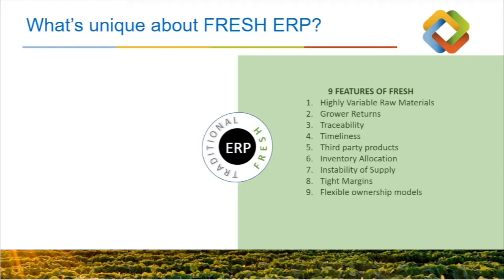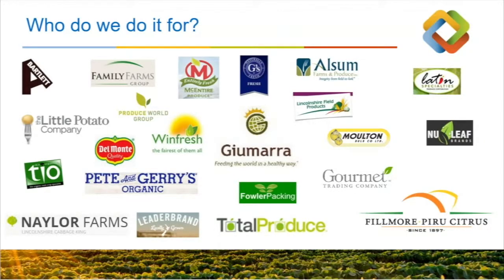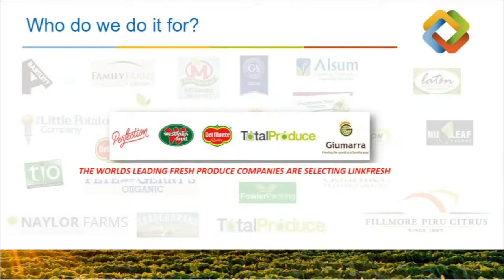So, 9 areas where LINKFRESH is unique, where traditional ERP doesn't really stand a hope. And who do we do it for? Well, we do it for some of the best in the world. Many companies here you'll know, and increasingly major corporations are selecting LINKFRESH as their platform of choice. Perfection Fresh, one of the largest fruit companies in Australia. Westphalia, the largest grower of avocados in the world, are rolling it out across 4 continents at present. Del Monte, a name you'll all know. Total Produce, one of the largest providers of fruit and veg in Europe. And Giamara, the largest privately held fresh produce company in the States.